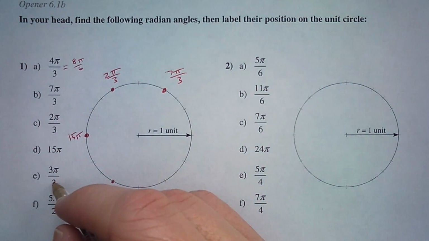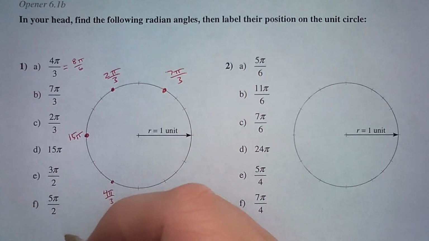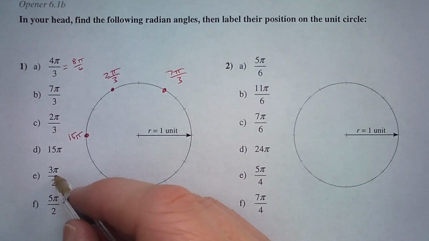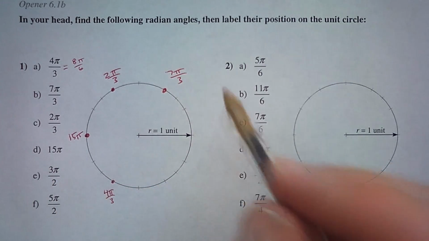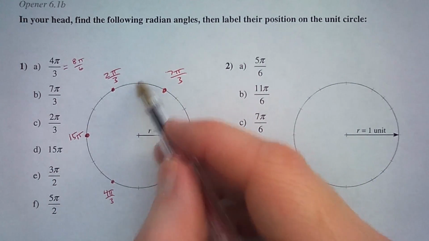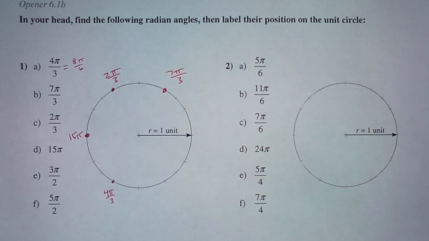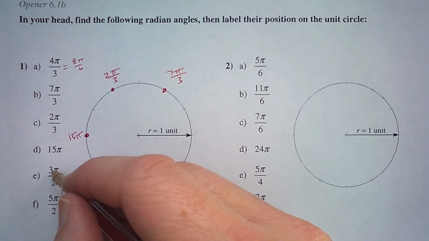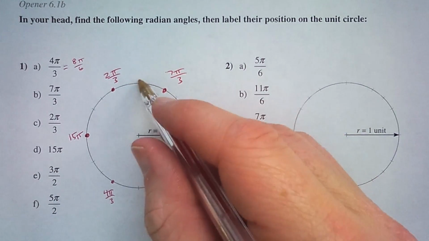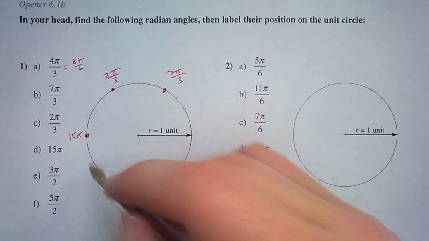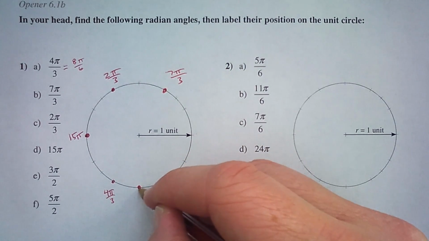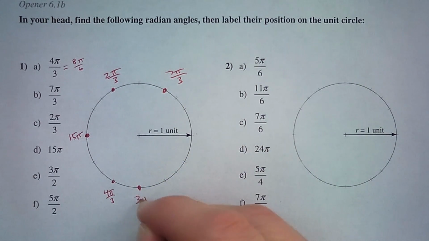Then 3 pi over 2, okay, and you can count by halves, but we're keeping it to sixths and fourths just to keep it simple. If you want to count by halves, that's fine as well: 1/2, 2 halves, 3 halves, 4 halves. Or if you want it in fourths, it's 6/4. 1, 2, 3, 4, 5, 6/4. Right here is 3 pi over 2.